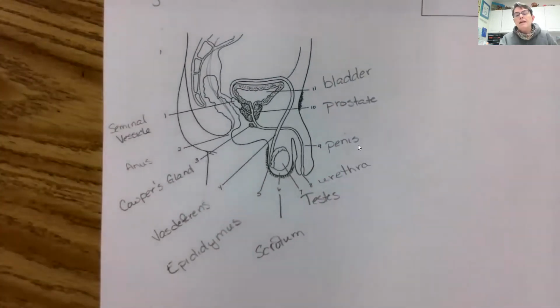So on the next exam, there's going to be some kind of diagrams and you're going to have to label them. So get to know the scientific names for all the parts of the male reproductive system.